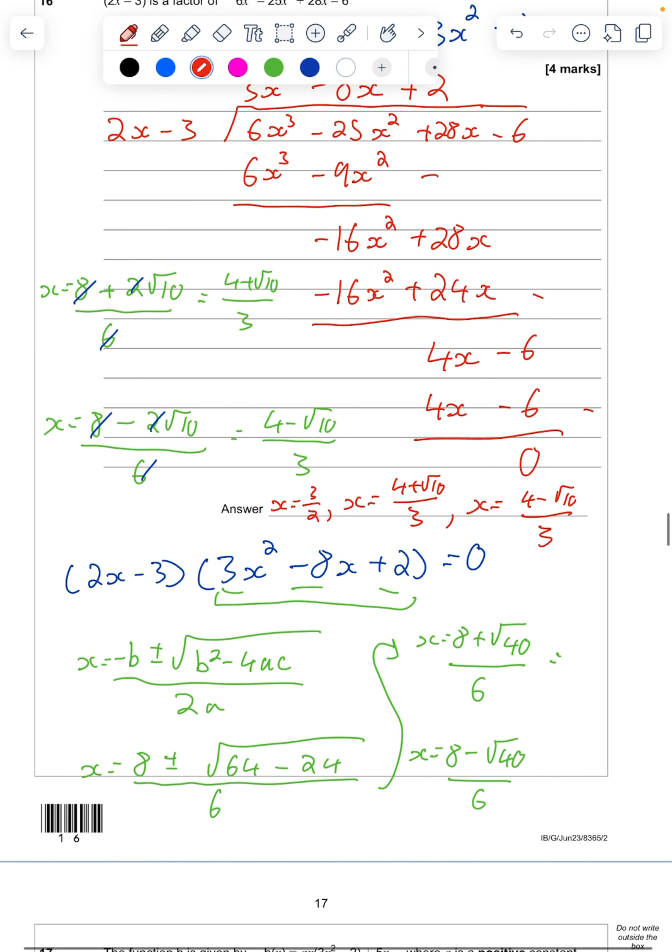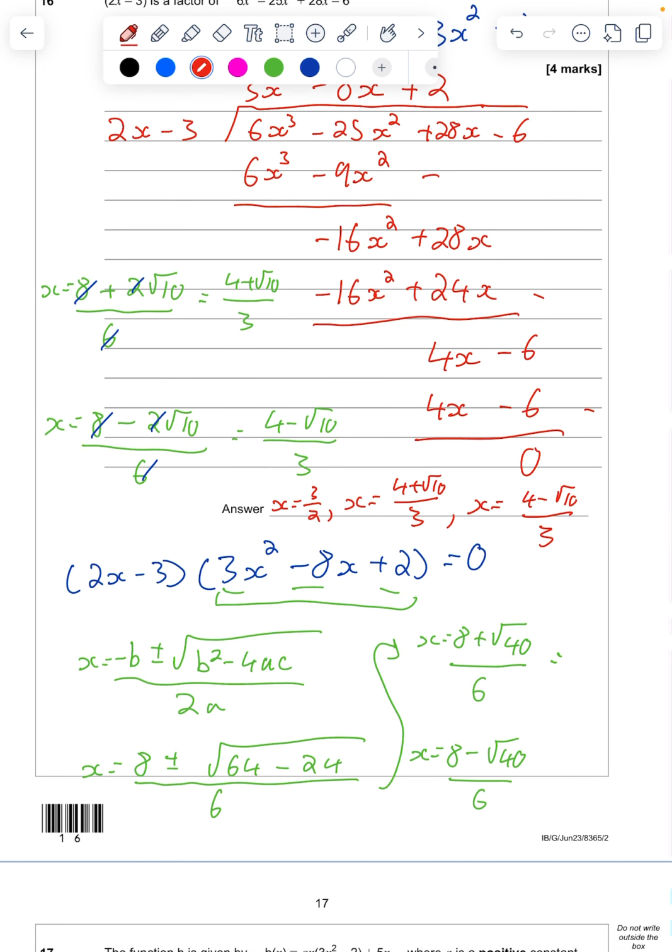I have a feeling I've made a mistake somewhere. Question 16. Oh no, I think we're good. Right, so mark scheme. We've got 3 over 2 is the first one. Good. And then 4 plus root 10 over 3. And 4 minus root 10 over 3. Okay, cool. Now you could have written this as 4 over 3 plus root 10 over 3, but they mean all the same thing.